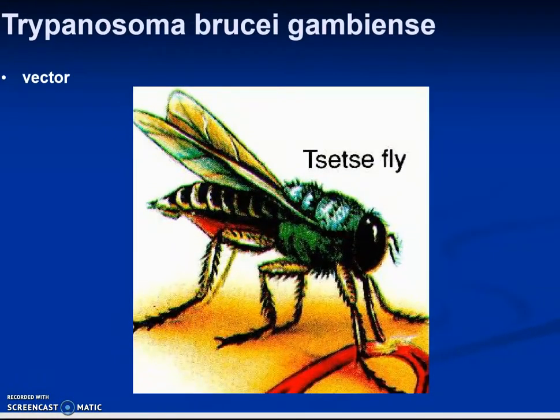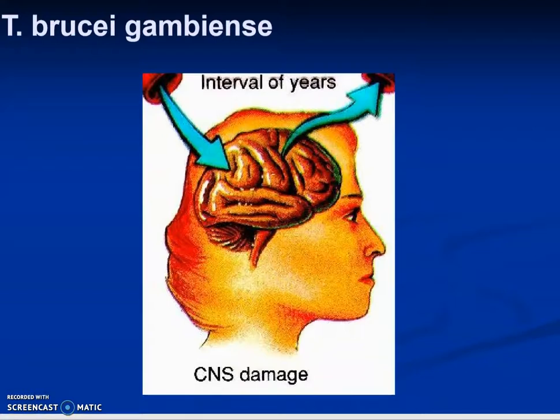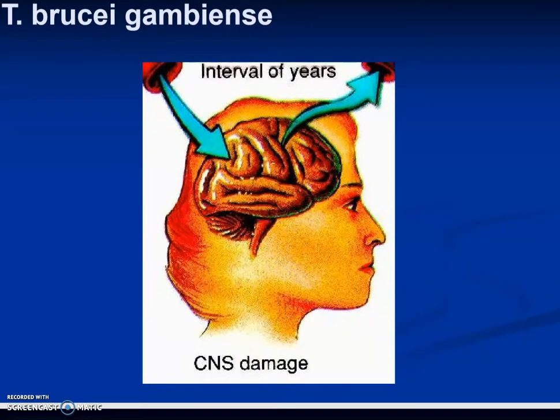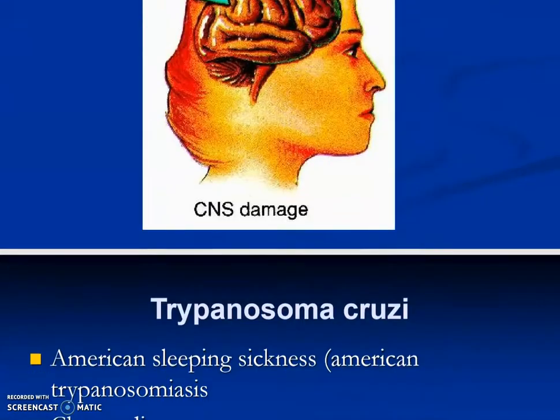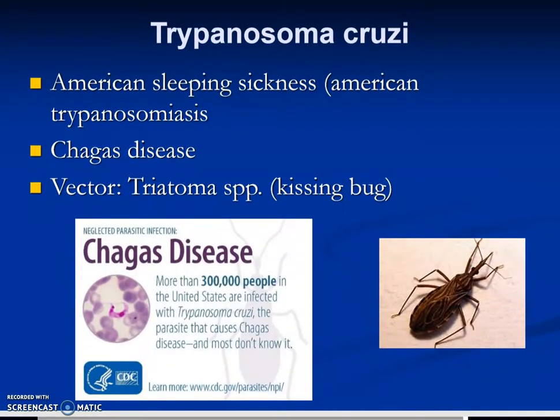The vector for trypanosomiasis, or the Trypanosoma brucei gambiense, is the tsetse fly. And once you have the pathogen in your body, it can cause central nervous system damage. The progression could be rather lengthy. Here's the next one, Trypanosoma cruzi. That's the American sleeping sickness or American trypanosomiasis, also known as Chagas disease. The vector here is the triatomine species of bugs, also referred to as a kissing bug.